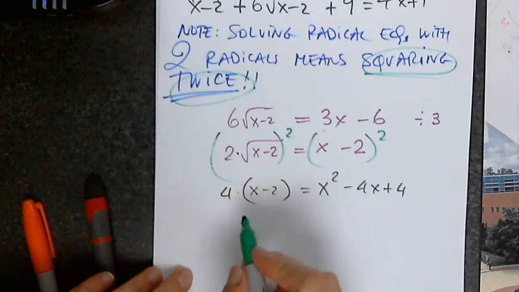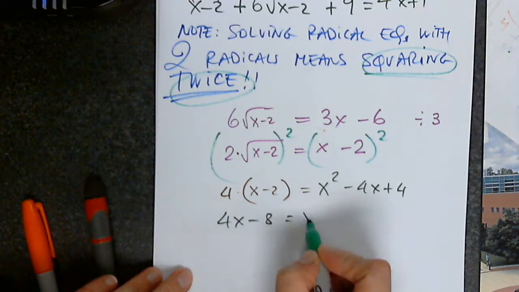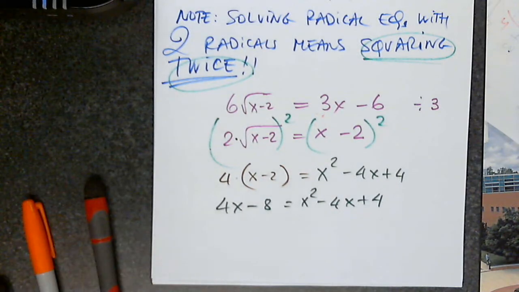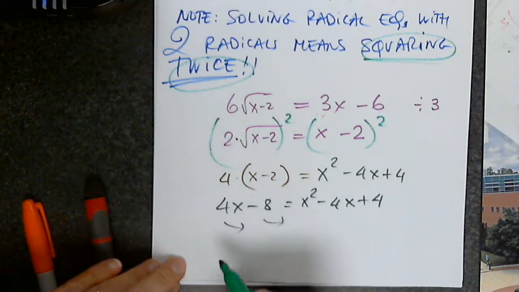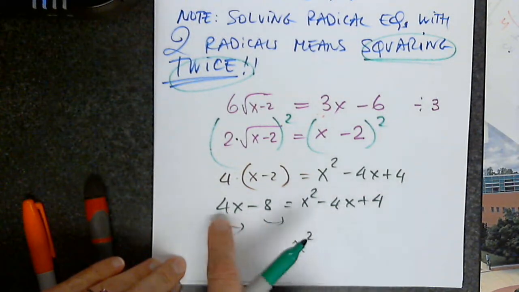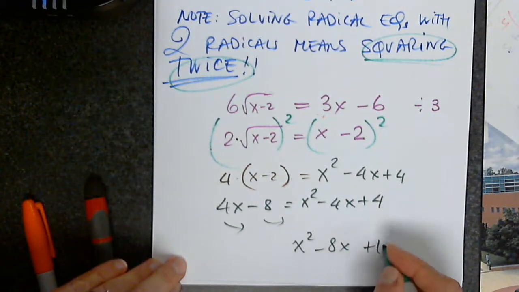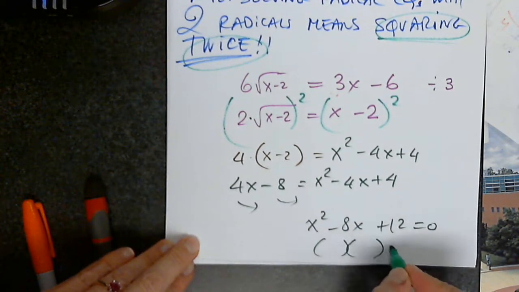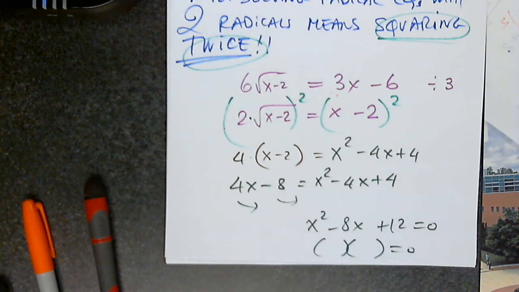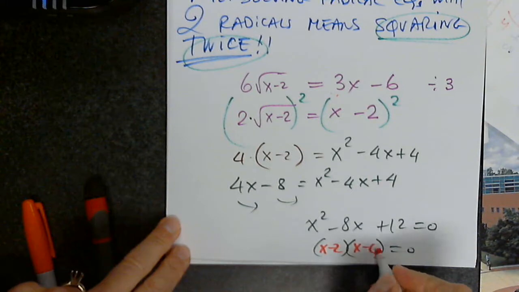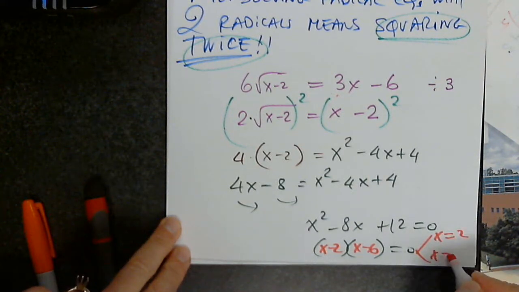Quadratic, but I have to distribute first. 4x minus 8 equals x squared minus 4x plus 4. And now I bring everything to one side. So I have x squared, I'm subtracting 4x, so then I have negative 8x, but I'm adding 8, so I have 12. We just had something similar a minute ago. I know how to factor this. How do I factor it? Yes, very good. X minus 2, x minus 6. So x equals 2 and x equals 6.